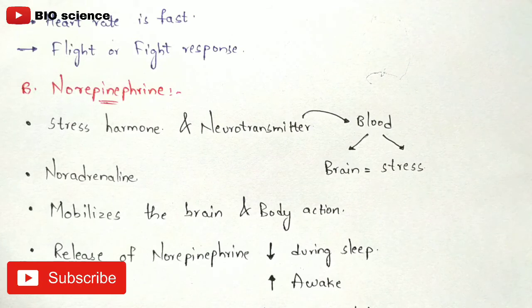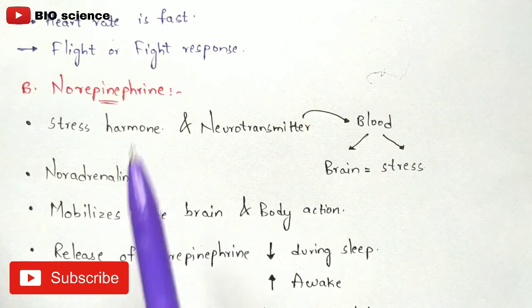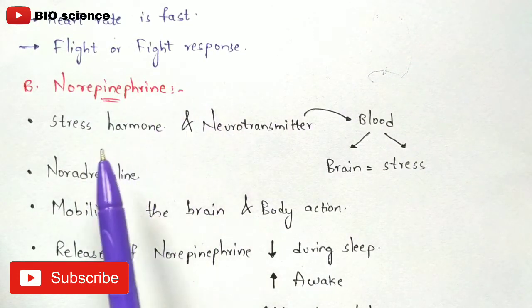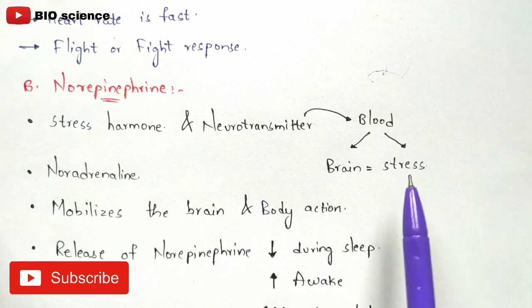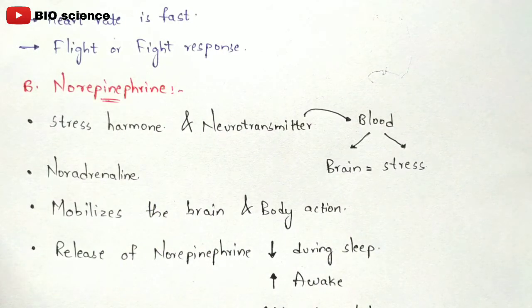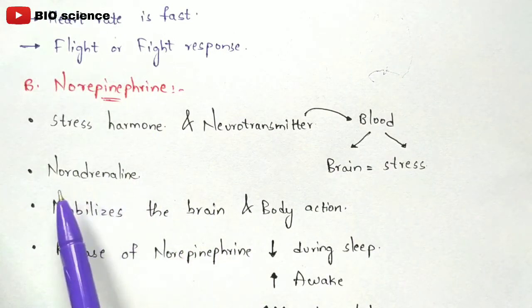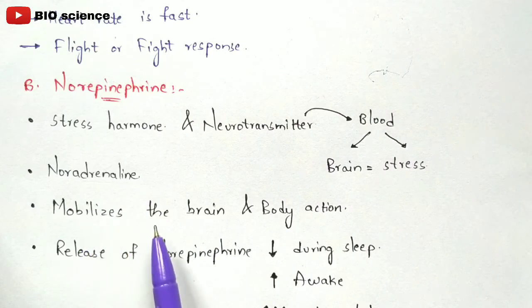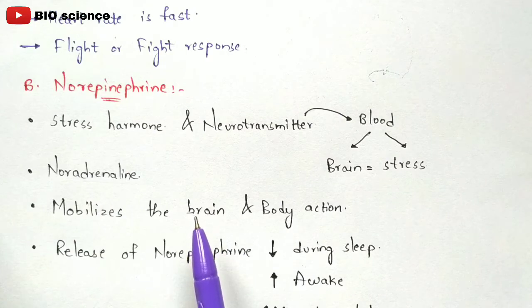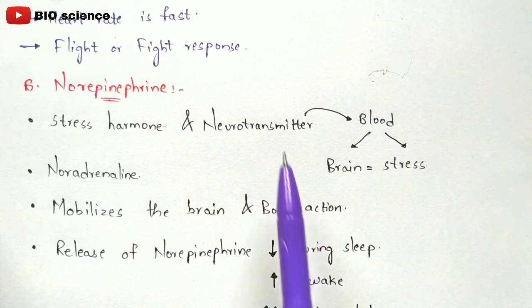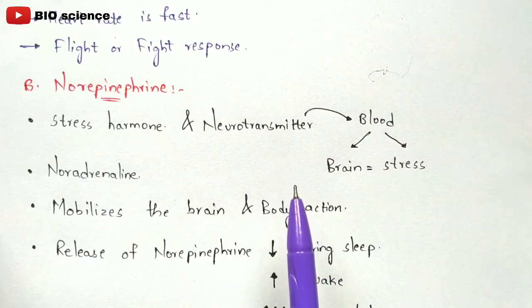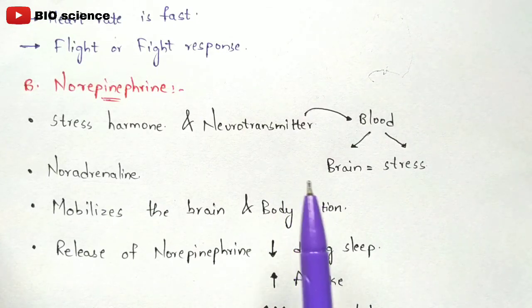The major function of norepinephrine is not only the flight or fight response, it also plays a vital role in inhibiting stress. The stress feeling, the stress emotion, will be taken up by the hormone called norepinephrine, also called noradrenaline, which I have told you. So it mobilizes the brain and body action. It mobilizes the brain in the sense that neurons will secrete these neurotransmitters towards particular tissues, and body action is nothing but the tissue performing its function, either to run, to sit, or to stand.